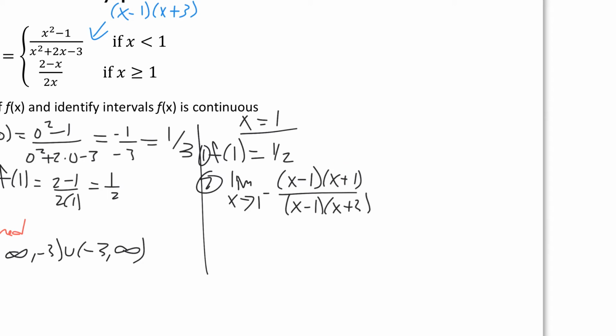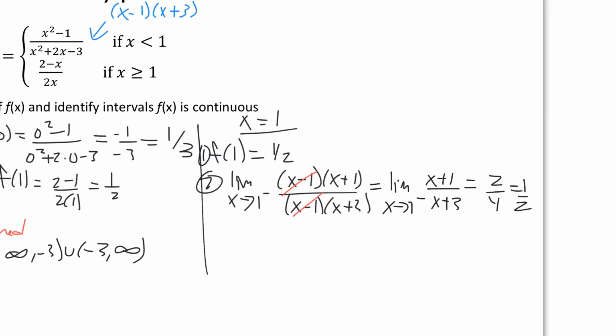So this limit requires us to do some more work, but thankfully we've been doing the factoring as we go, and so the work that we need to do is just a simple cancellation. So the limit as x approaches 1 from the left of (x plus 1) over (x plus 3). Looks like we can plug it in now. We're going to get 2 over 4, which is 1/2.